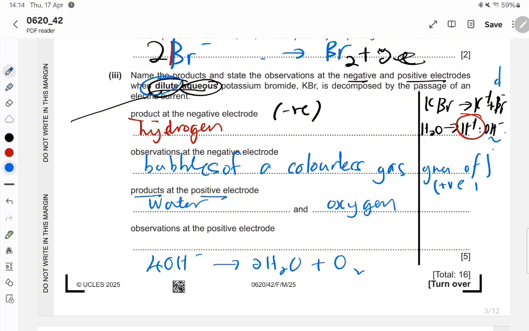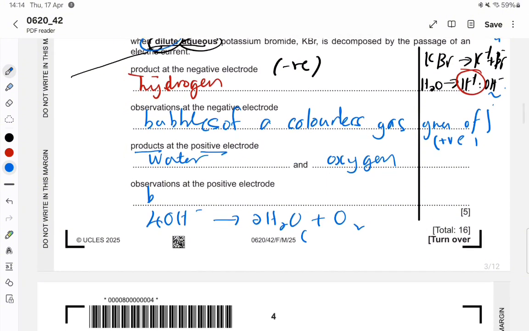Okay, observation, again, bubbles, because you cannot see water forming in water because it's aqueous. That's like you trying to urinate in a swimming pool. You won't be able to see your urine, something like that.